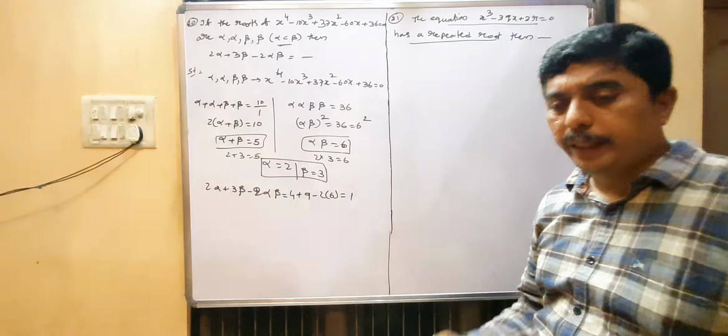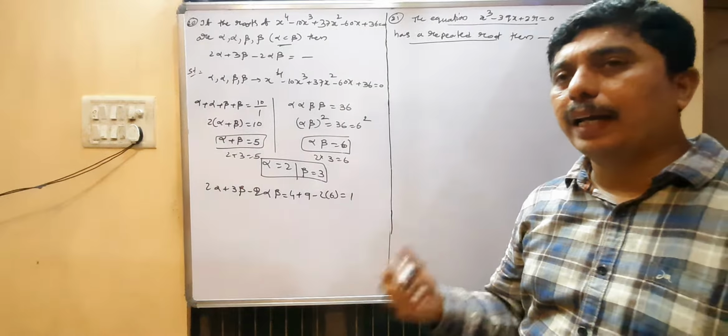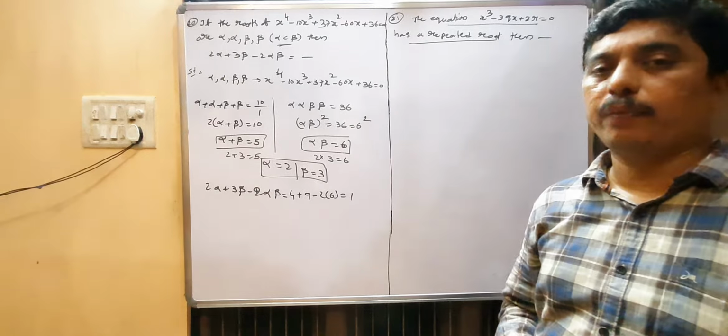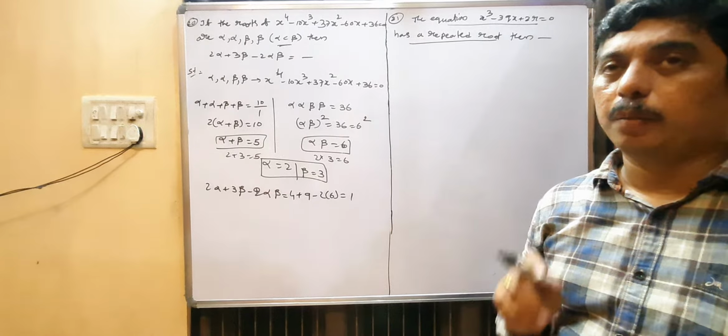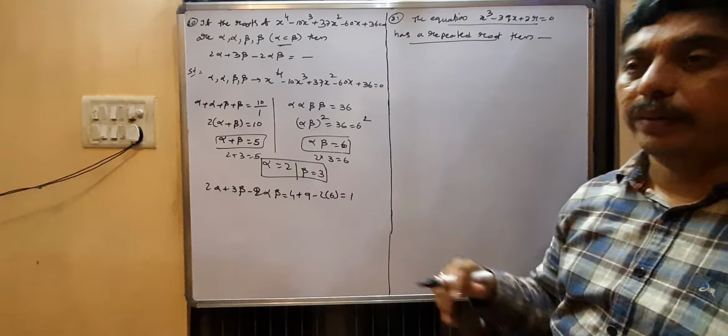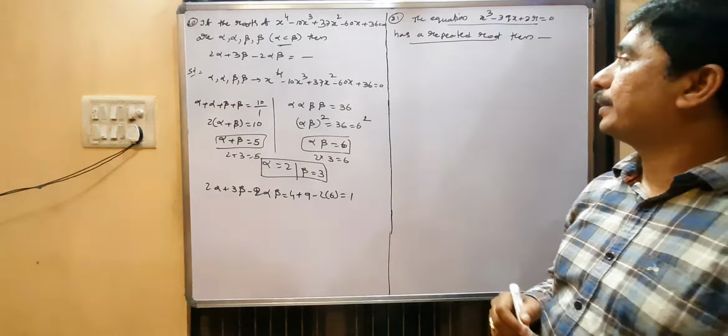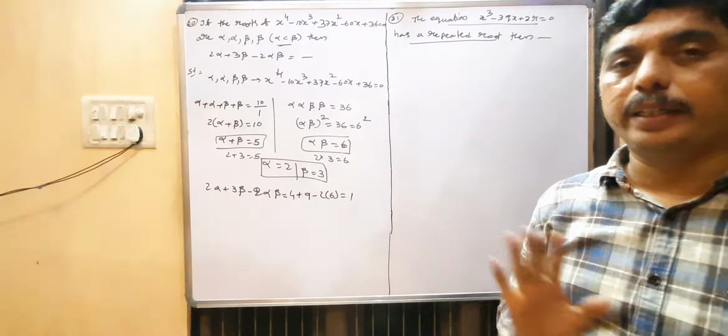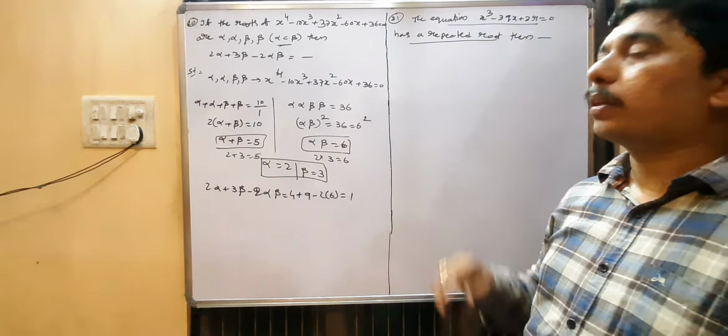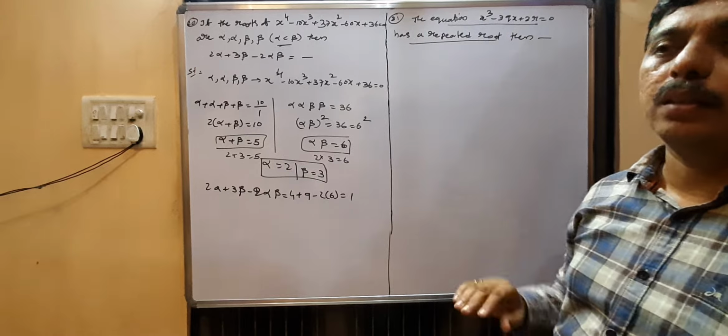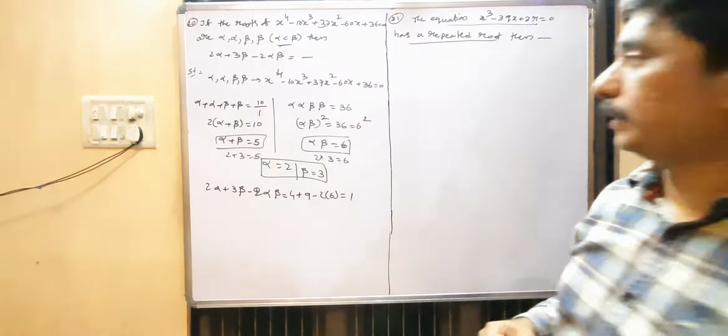A repeated root means f of x and f dash x have a common root. That means you find the derivative of the given equation, and we get a second-degree equation. Solve that second-degree equation, and we get the root. That root is also a root of the given equation, so you can substitute it. I will explain both methods.